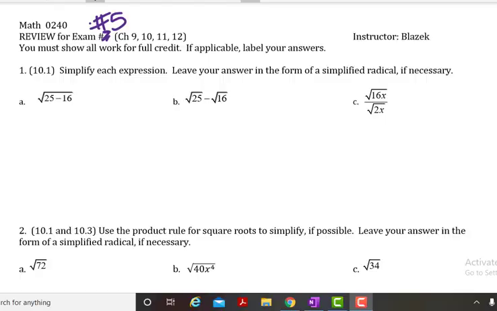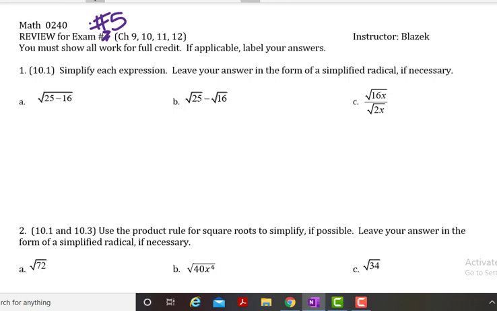Review for exam number 5. You'll notice when we have the numbers for the different questions that I have included the section numbers. So if you want to refer to the section numbers or for more information about any of these questions, you can go to that section, or of course you can always email me.